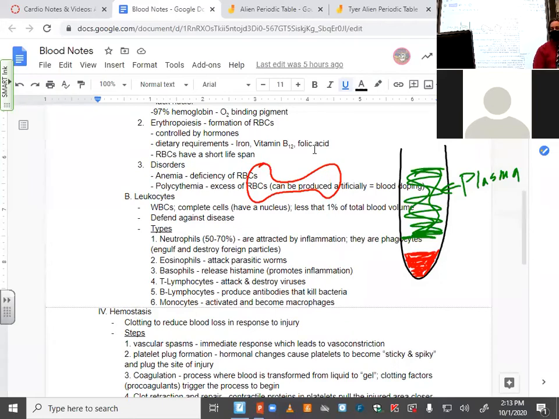I have a question. What produces leukocytes? Depends on which one. Like B cells are made in your bone marrow. That's why they're called B cells. T cells are made in your thymus. That's why they're called T cells. The other ones I really have to look up.